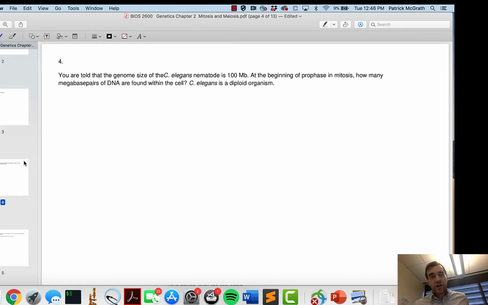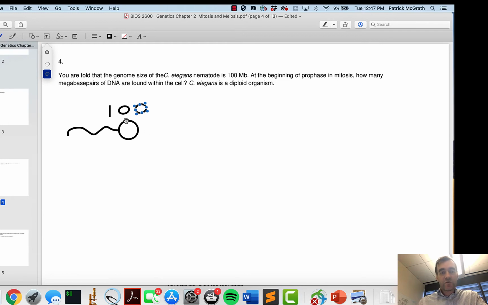We were told that the genome size of the C. elegans nematode is 100 megabases. At the beginning of prophase and mitosis, how many megabases of DNA are found within the cell? So this is a straightforward application of what you've done in the activity. And just to remind you, the genome size is what is present in a haploid cell. So this would be a sperm, and the sperm has approximately 100 megabases.